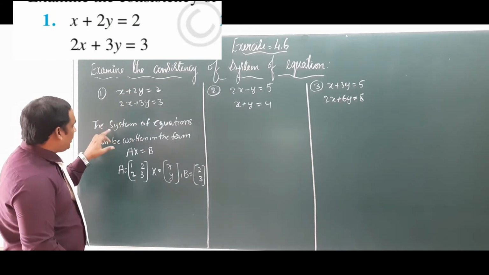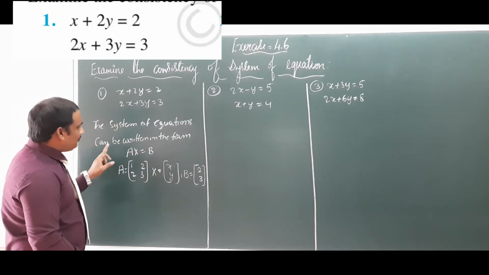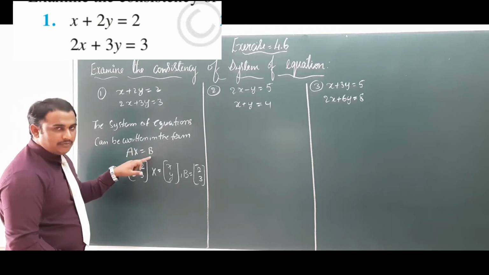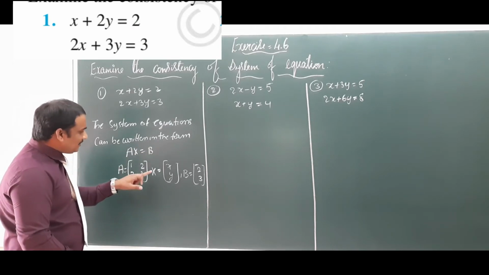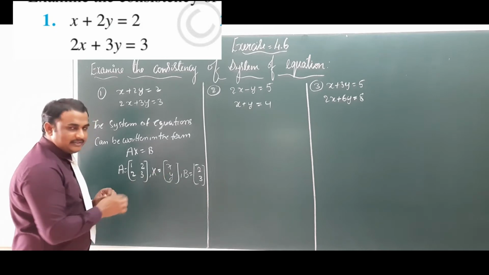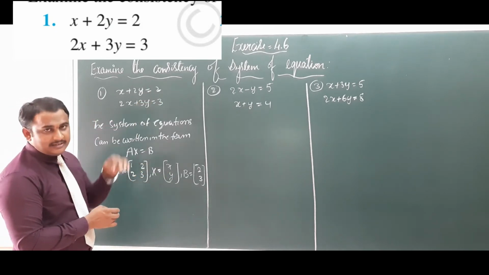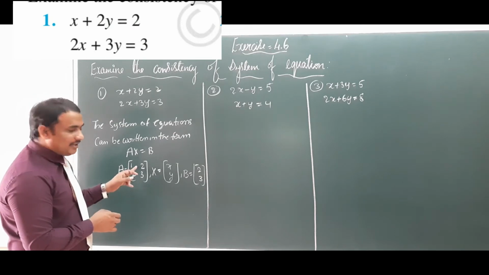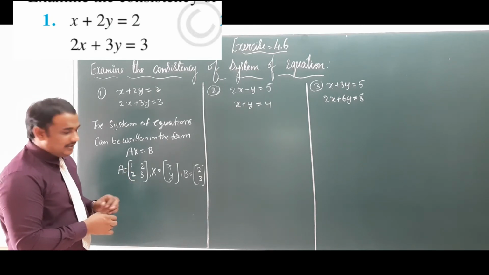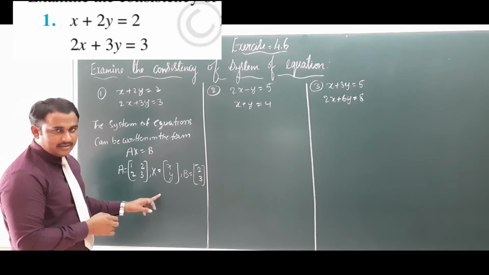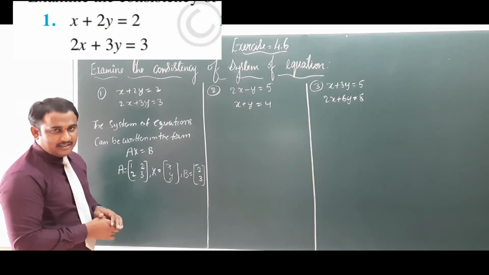First step, you have to write the system of equations in the form AX equal to B. Here I have written the A matrix, X matrix, and B matrix. Now they are asking about consistency or inconsistency. Consistency means what you have to check, two conditions are there. Consistency means solution will exist. Inconsistent means solution does not exist.